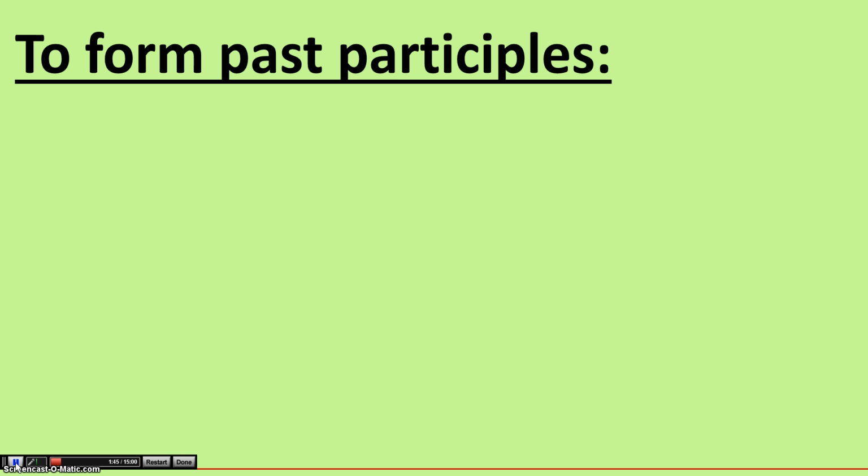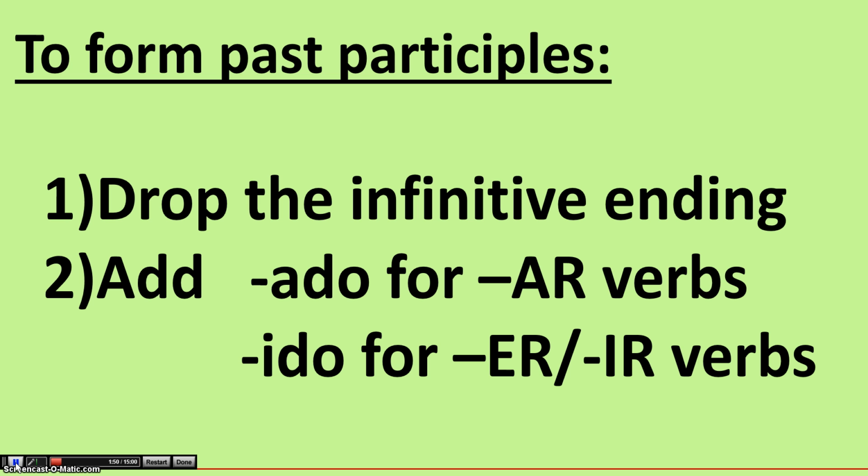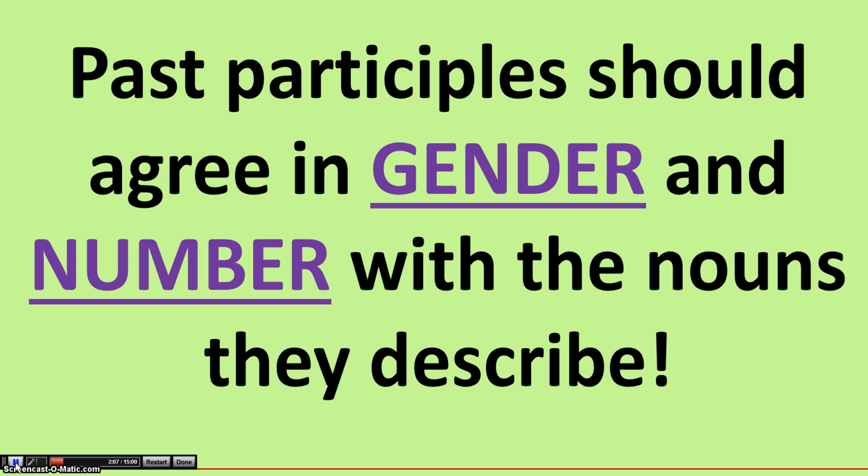To form past participles in Español, we have two major steps. Step 1, drop the infinitive ending, so your AR, your ER, your IR, and step 2, add ado for AR verbs and ido for ER or IR verbs. Es muy fácil, really easy, huh? Past participles should agree in gender and number with the nouns they describe. This is a super importante rule. Our past participles, since technically they're adjectives, they gotta agree in gender and number.